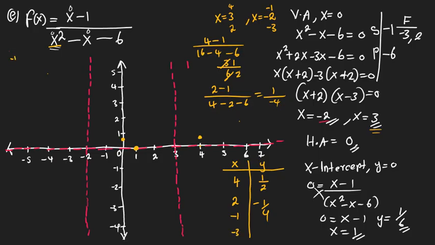Let's say negative 1 there, comma, negative 1 minus 1 over negative 1 to the power 2, minus negative 1, minus 6. This will give me negative 2 over 1 plus 1 minus 6. So this will give me 2 minus 6, which is negative 4. So this will give me something like 1 over 2. So here I'm getting half again. How about if I put negative 3?